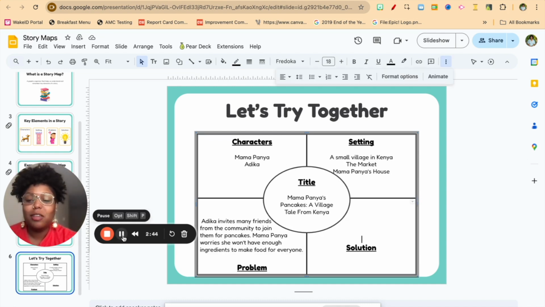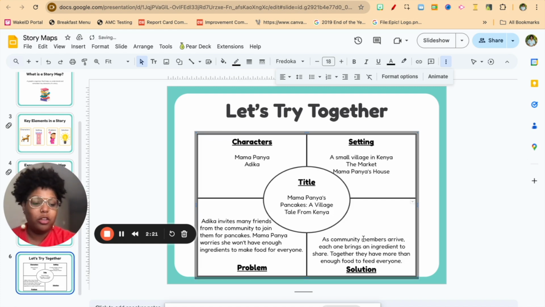Finally, the solution is how our characters solve the problem. The solution for this story is that as each community member arrives, they bring something to share. Together, they have more than enough food so that everyone has something to eat. Through this, Mama Panya learns the importance of generosity and community. So let's add that into our last box for solution.